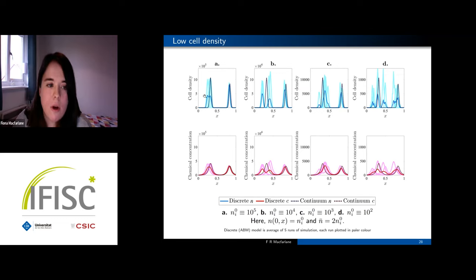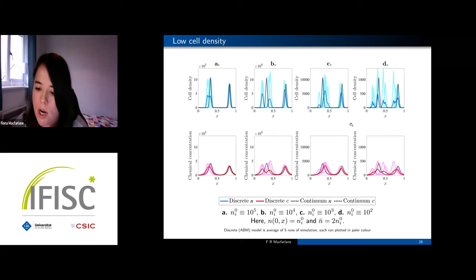In this case as well, what we can see here, these paler lines are each run of the individual base model. So starting with case A, we have this second peak is quite a good match between the individual base model and the PDE model, but there's a little bit more randomness in this first peak. Whereas when we go further down, we see there's more and more randomness in the individual base model, where we don't get a stable pattern forming, and this is fairly stochastic. Whereas the PDE, we still get these two peaks forming no matter the initial cell density that we choose.